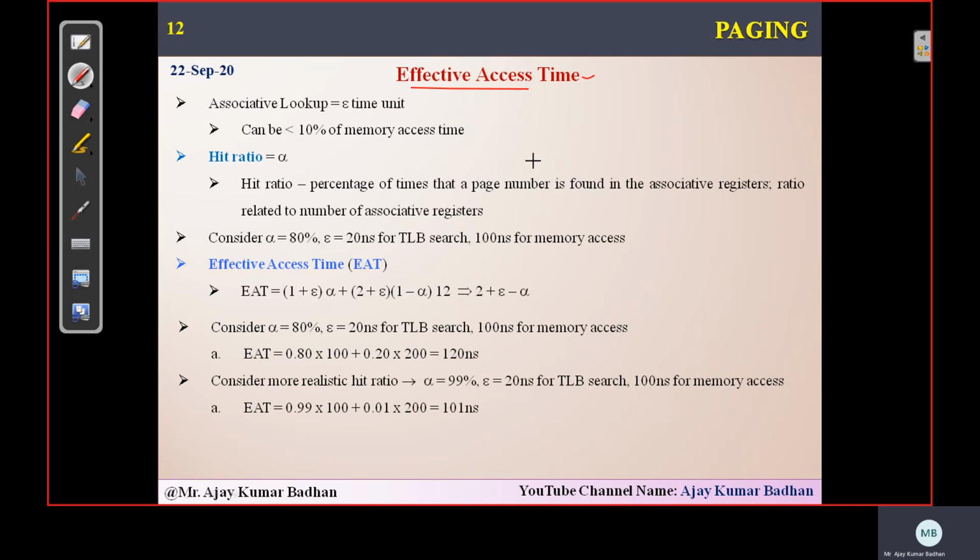Meaning how the mapping from the logical address to physical address is performed, how much time it is taking to map a logical address to physical address, that we are calculating using effective access time. So how can we do it? Well, for that, we need to discuss a terminology called hit ratio.